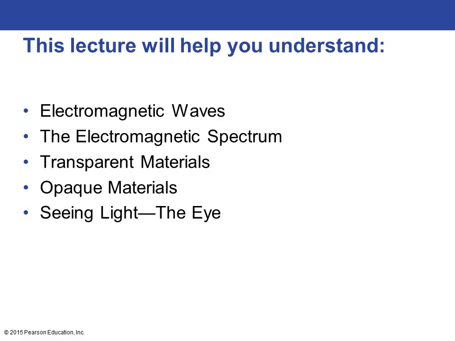This chapter 26 is going to cover an introduction to light. And so we've covered sound so far, and sound and light are two different types of waves. So we're continuing with the theme of waves here. And this week we'll cover electromagnetic waves, what the electromagnetic spectrum is. We'll talk about transparent versus opaque materials, and then how your eye sees light.